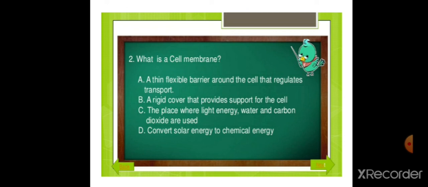Excellent. Moving on to the next one. The question says, what is a cell membrane? And you've got 4 options on the screen. Which one do you think is the correct answer? Yes, the answer is option A. Excellent. That is, it is a thin flexible barrier around the cell that regulates transport. Cell membrane regulates transport. Good job.